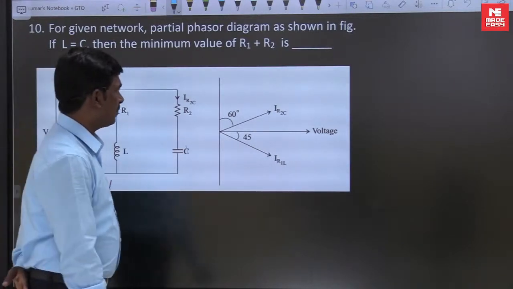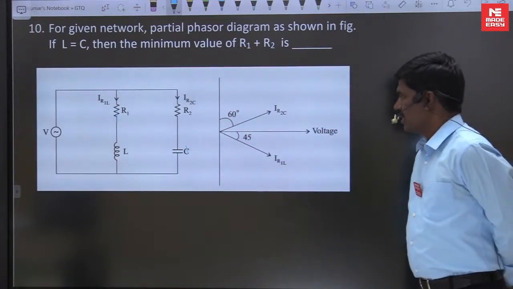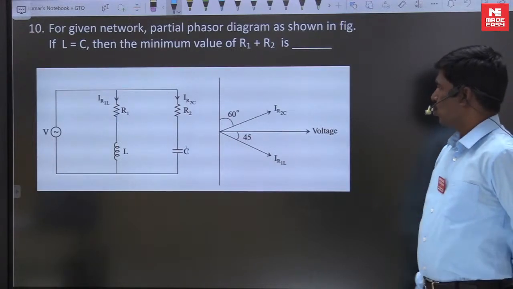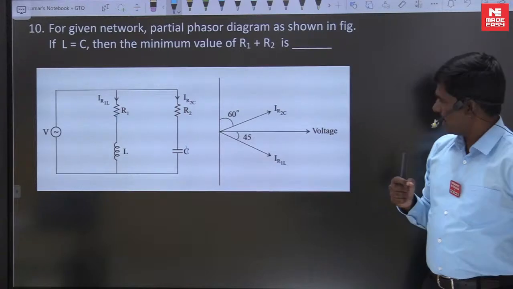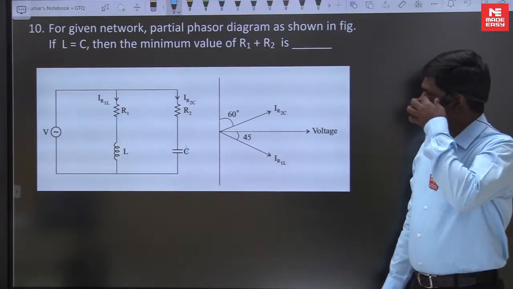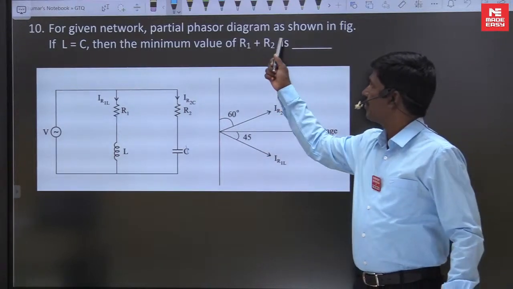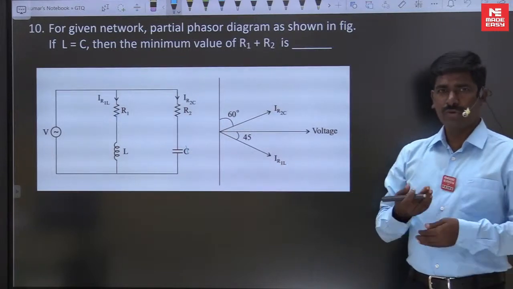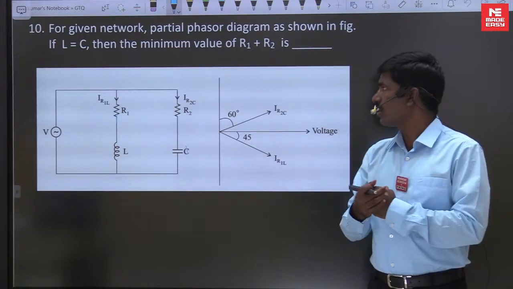Give the answer now, fast. How to approach? L is equal to C. R1 plus R2 from the phasor diagram. If you first write R2 in terms of R1 and then differentiate, you also get the answer from that.